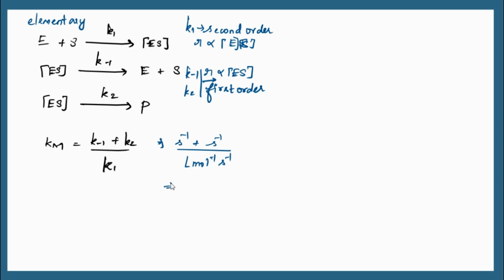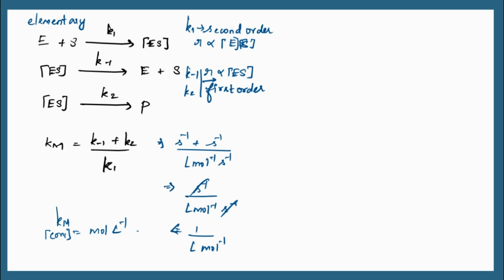So if you literally solve, this is going to be per second by liter mole inverse per second. Okay, per second will be cancelled. So this will be equal to 1 by liter mole inverse, which is basically nothing but your mole liter inverse, your concentration. Okay, your concentration unit. So this is the unit for your Km. Michaelis Menten constant's unit, if you see, is moles per liter.